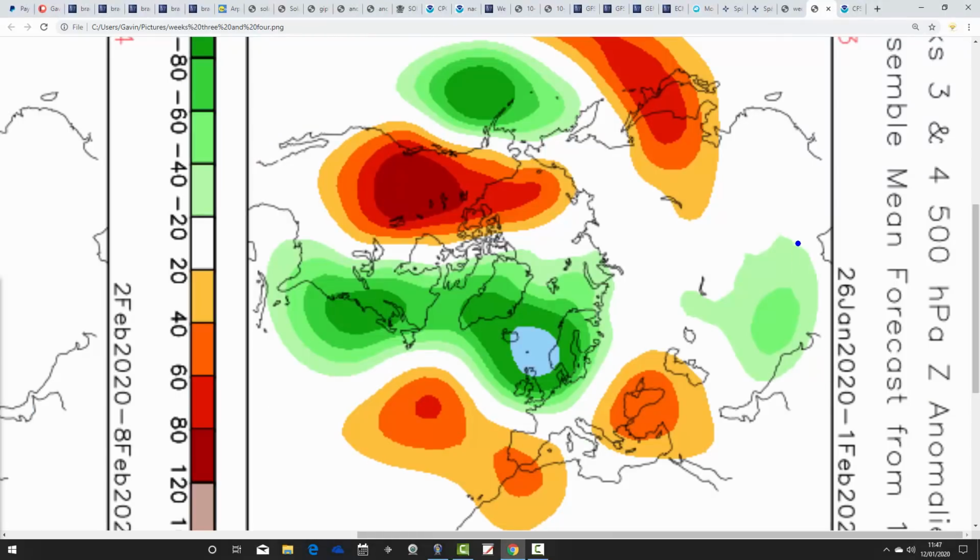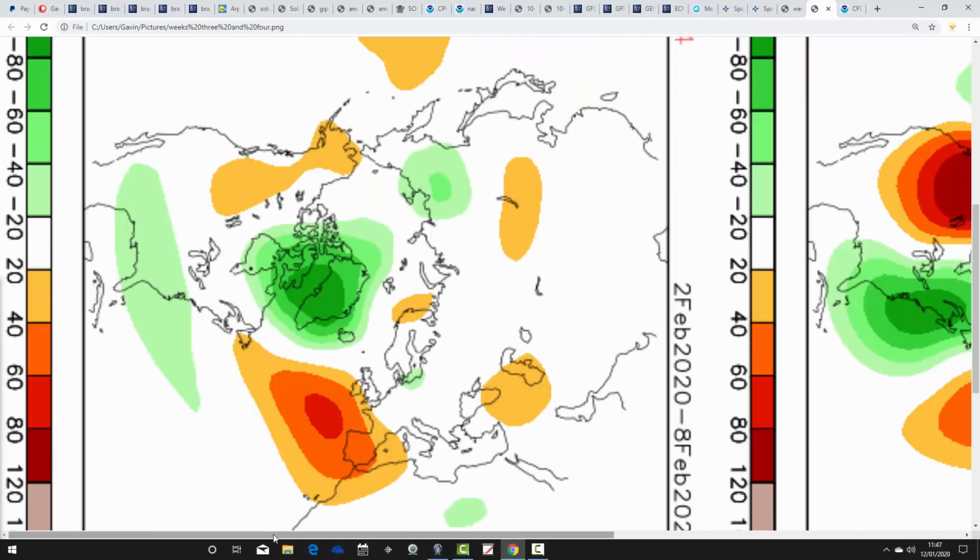All changed in week 3, which is the 26th of January to the 1st of February. Low pressure then comes back to the north. Not sure what's happened there. Let's try that again. Low pressure then comes back to the north. High pressure pulls out to the middle of the Atlantic. That's unsettled and potentially a little bit colder as the jet stream and the wind direction is lining up northwest to southeast. And then we go through to week 4, which is the 2nd to the 8th of February.